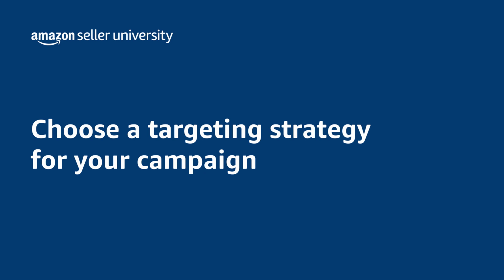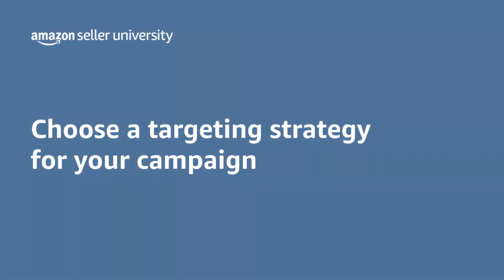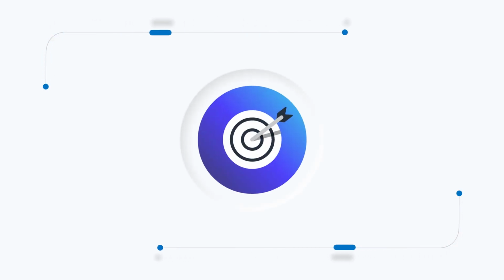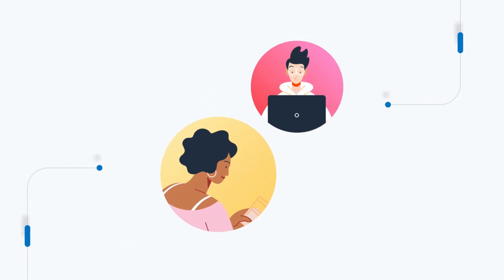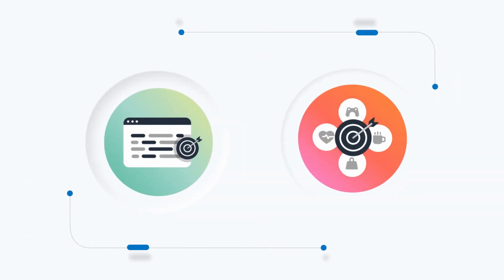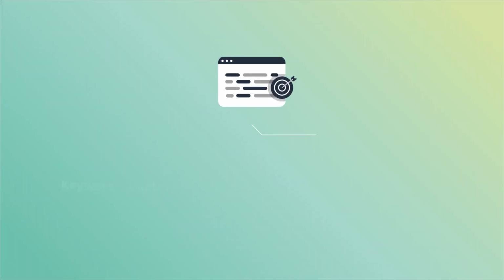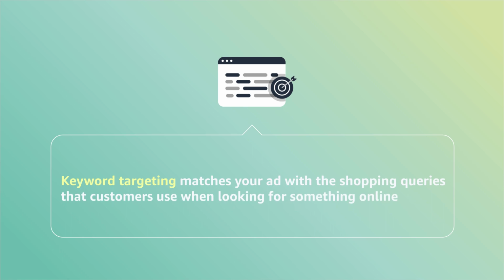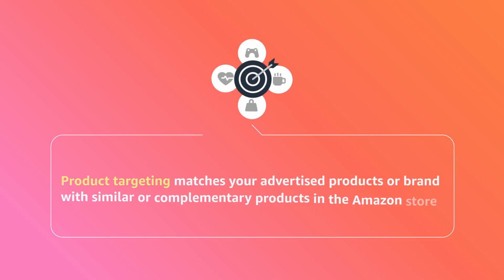Choose a targeting strategy for your campaign to help reach relevant customers at the right time. Targeting is how you define the audiences that you want to reach and engage when you're publishing an ad. The two most common ways to define an audience when you're using sponsored ads are keyword and product targeting. Keyword targeting matches your ad with the shopping queries that customers use when they are looking for something online. And product targeting matches your advertised products or brand with similar or complementary products in the Amazon store.